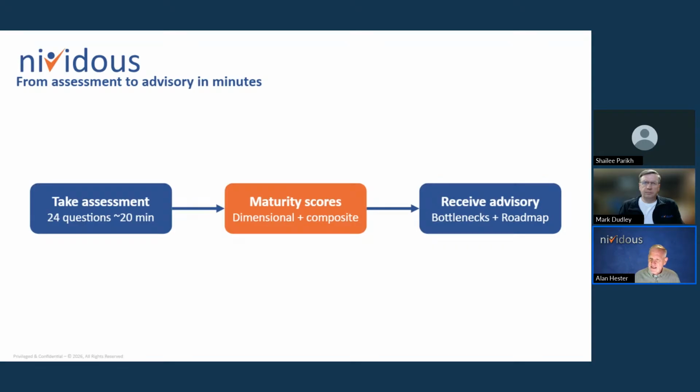And this will make a little more sense when you see the output itself, because your results are broken into 2 pieces. There's your assessment itself, which is the scoring based on the numbers, showing you where you fit into that 1 through 5 spectrum. But then there's the advisory piece that will highlight bottlenecks and give you a 30, 60, and 90-day roadmap.